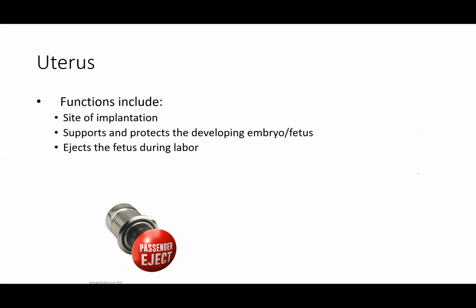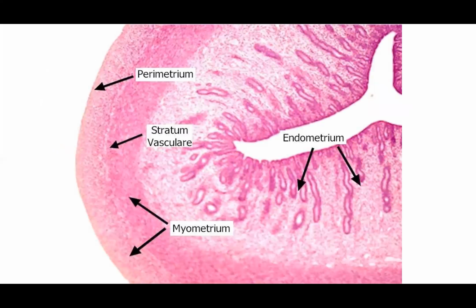Okay, functions of the uterus. It's the site of implantation. Okay, it supports and protects the developing embryo, fetus, and then also helps to eject during labor and delivery through the muscle contraction. Okay, and there's actually some videos on that I'll have you all watch later during lab time. Okay, there's some really cool 3D stuff that's out there on how all this works.